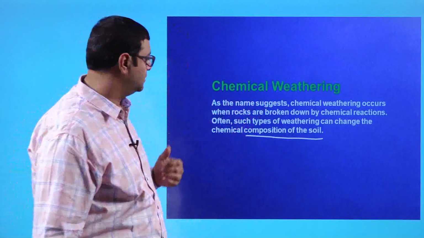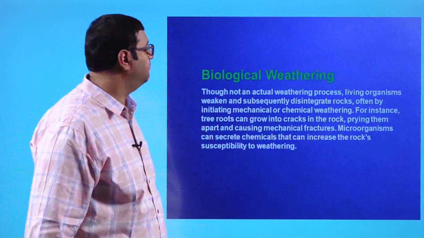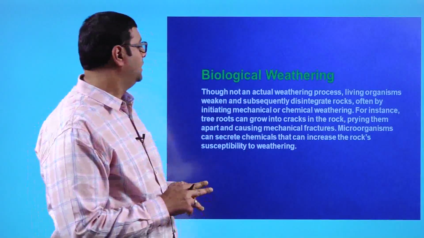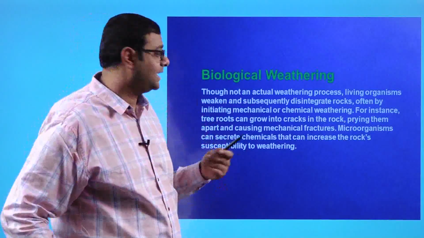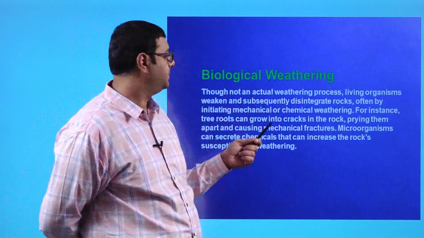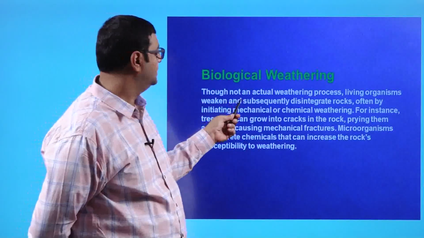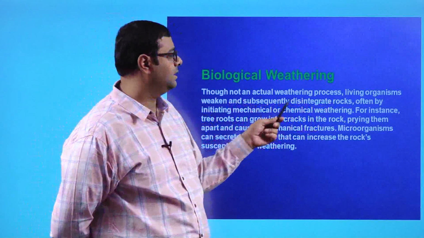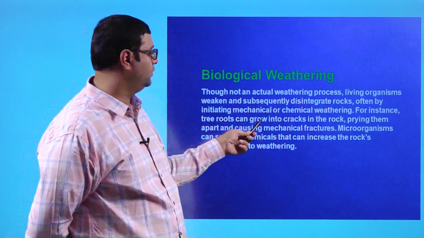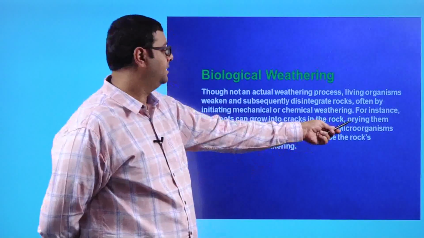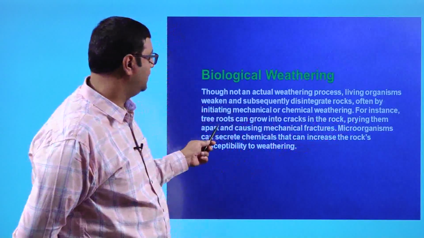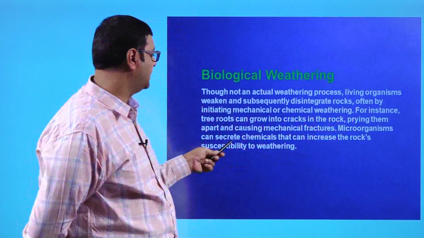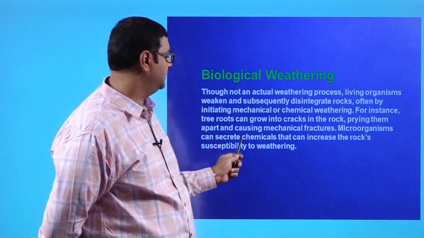Next, moving on to biological weathering. Biological weathering is not actually a weathering process in itself. Living organisms weaken and subsequently disintegrate rocks, often by initiating mechanical or chemical weathering. For instance, tree roots can grow into the cracks in the rocks, prying them apart and causing mechanical fractures. Microorganisms can secrete chemicals that can increase the rock's susceptibility to weathering.